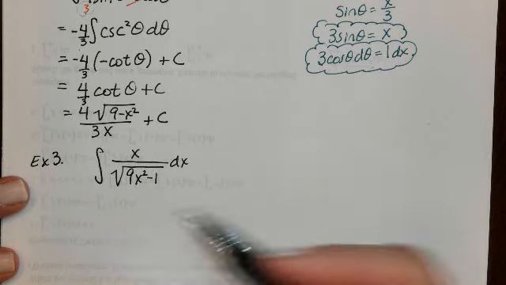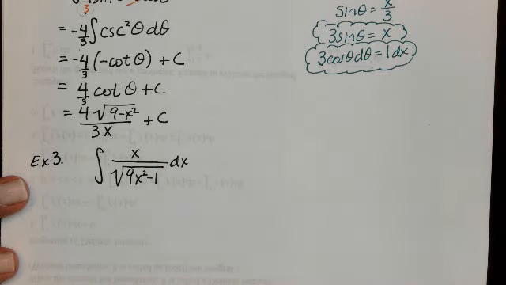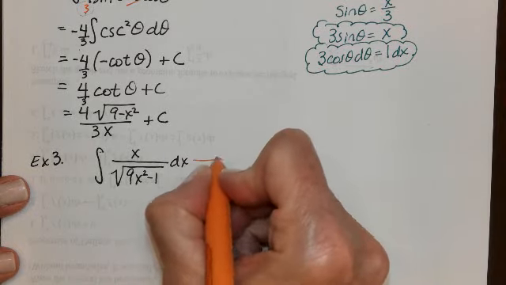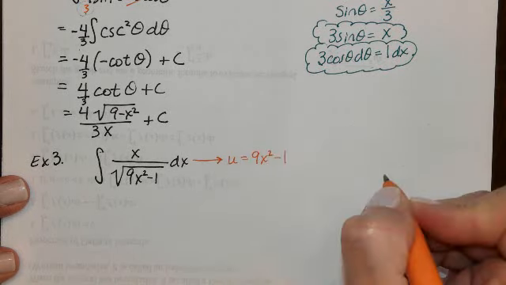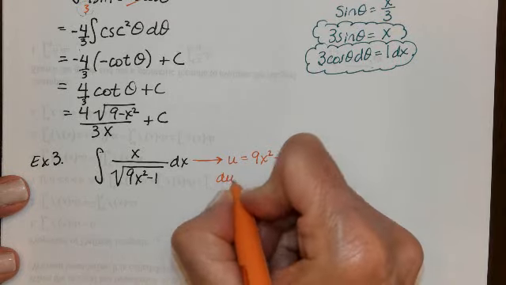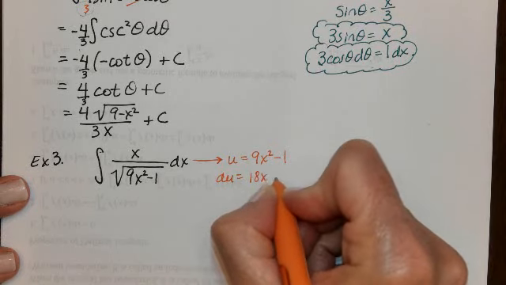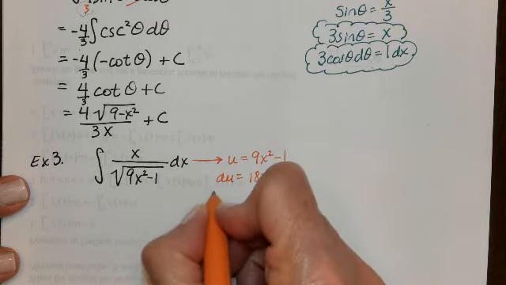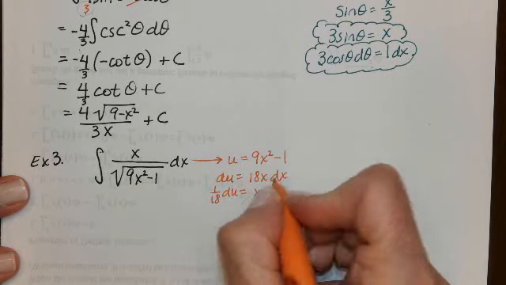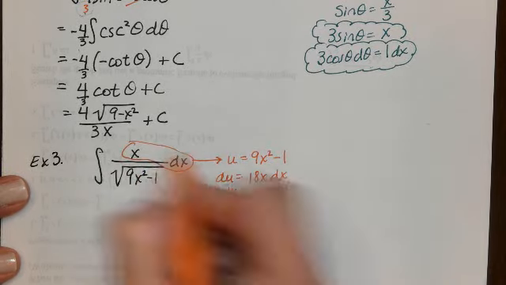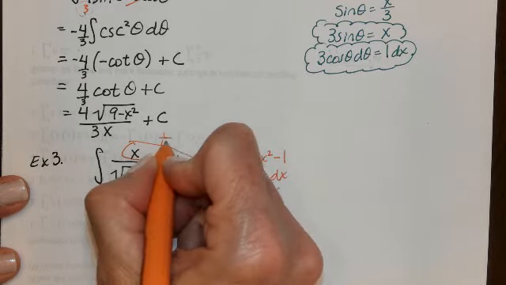So in this one, we don't have to use trig sub. We could use trig sub, but we don't have to. We can just use a plain u sub. U is the 9x squared minus 1. Du is 18x dx. So in place of the x dx, I can put 1/18 du.